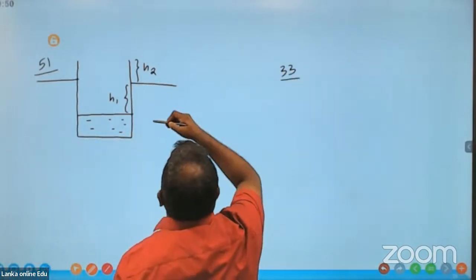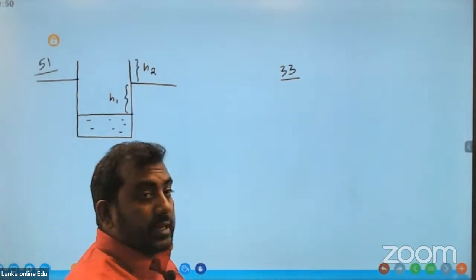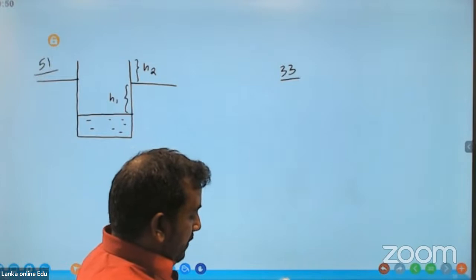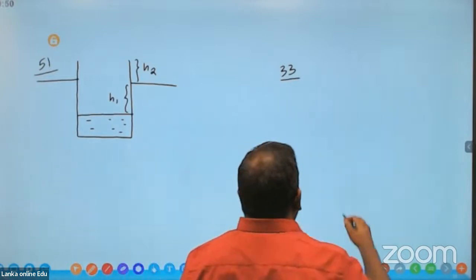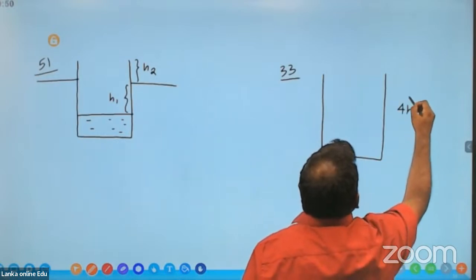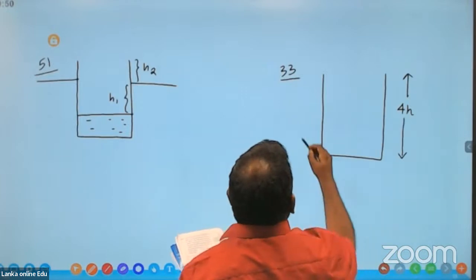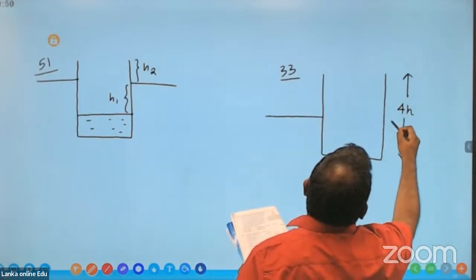So this MCQ is much easier. Read below. Question 33. A cylindrical metallic vessel having thin walls of height 4h. The height here is 4h. Here you go.